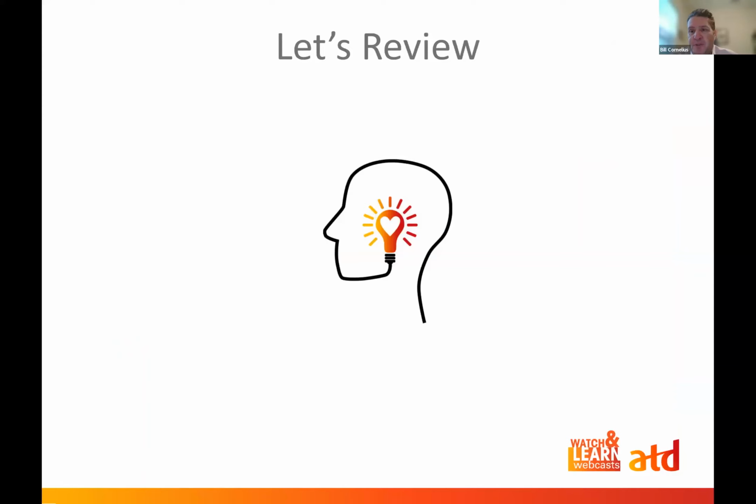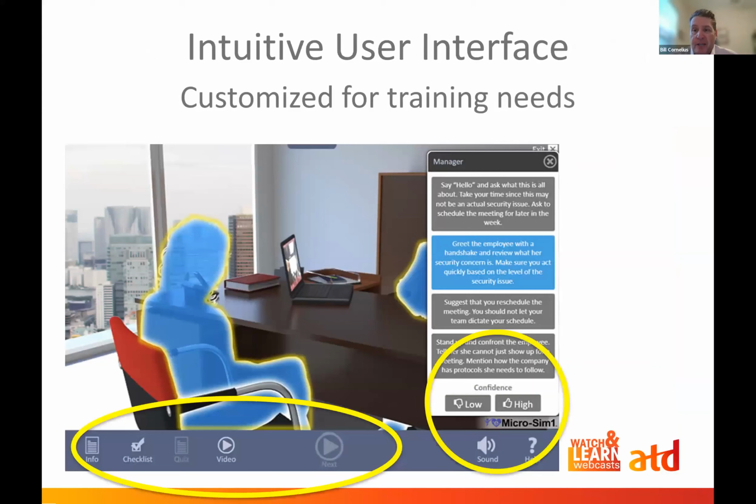So why don't we review some of the things that we were highlighting there so quickly. First and foremost, a very intuitive and easy to use interface that can be built specific to the training and the audiences you're trying to reach. So for example, not only can I click and make decisions from a critical thinking perspective, but I can also document my confidence. Is it high or low in these decisions?